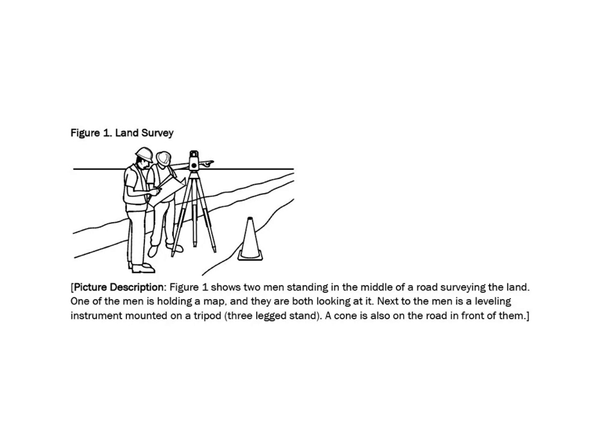Here's a picture of two men standing in the middle of a road surveying the land. One man is holding up a map, and they're both looking at it. Next to the man is a leveling instrument mounted on a tripod, a three-legged stand. A cone is in the middle of the road in front of them there, and they're probably trying to figure out how far something is. What these land surveyors do is they try to measure distances and heights without actually having to go across a busy freeway or swim across a river or something like that.